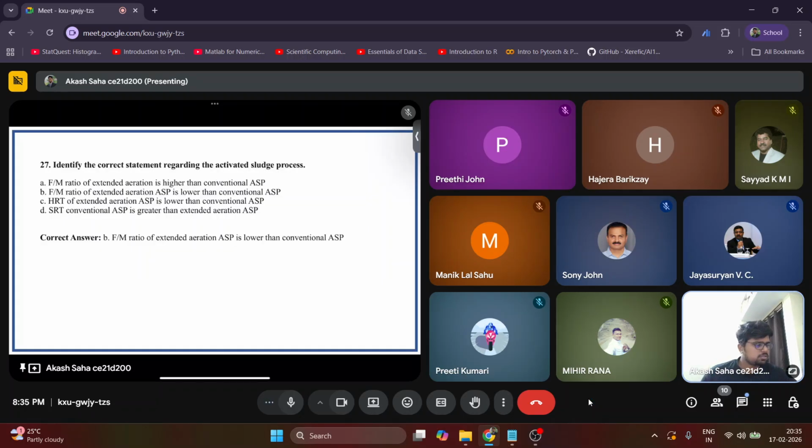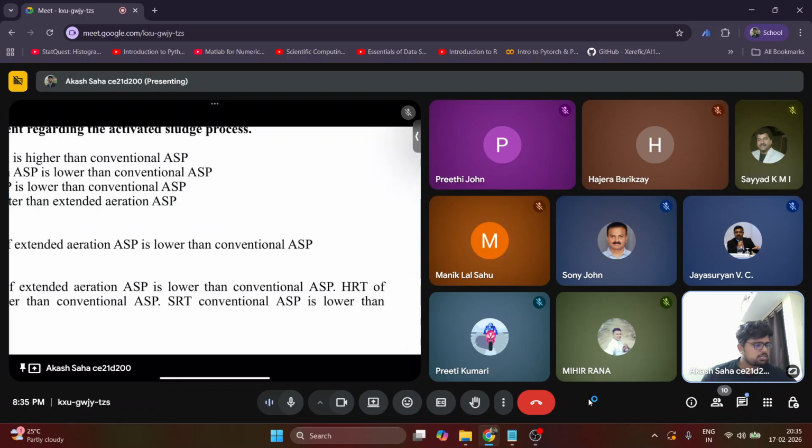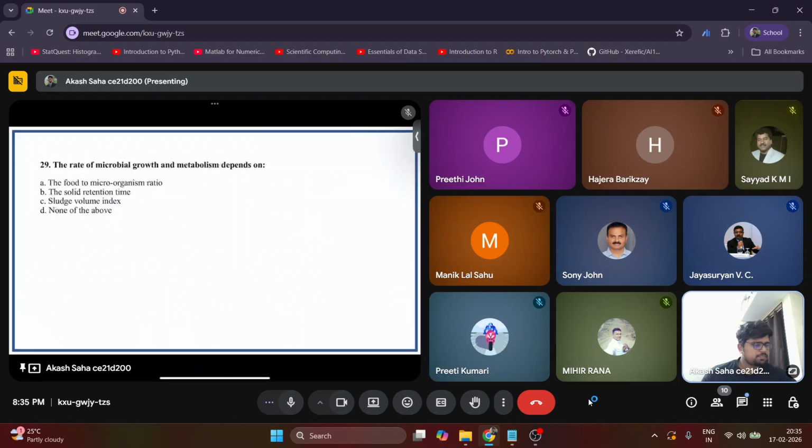I think this question is not applicable. This also we have seen. The rate of microbial growth and metabolism depends on F by M ratio, solid retention time, sludge volume index, or none of the above. Growth of microbial and the metabolism, it depends on what?